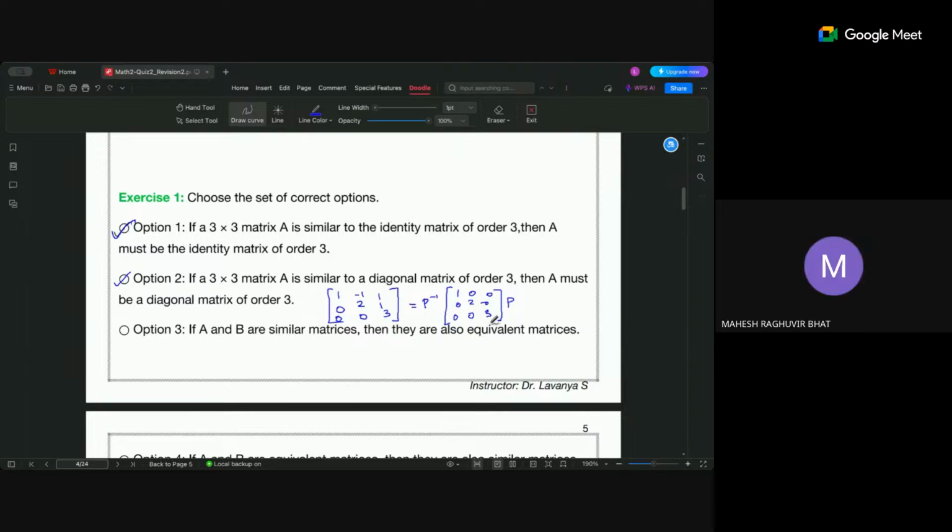Okay. Fine. So one question, sir: what if the question is multiplication, P inverse into the matrix? Please, one by one.